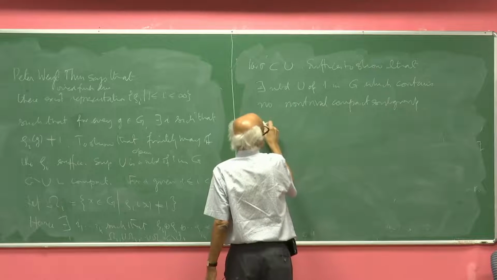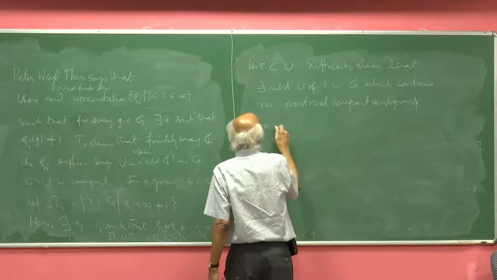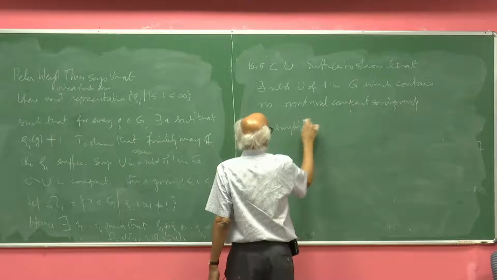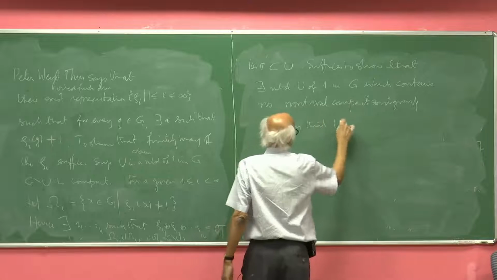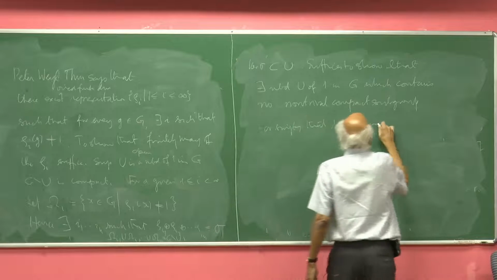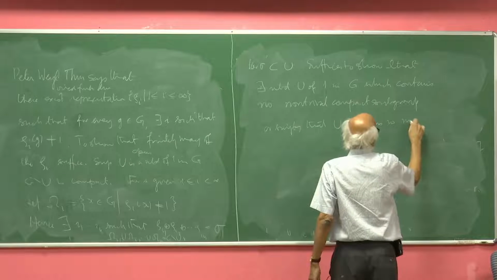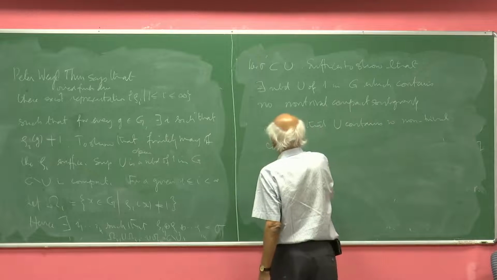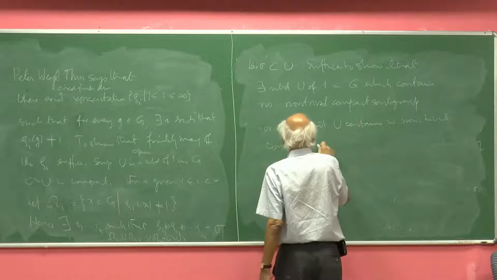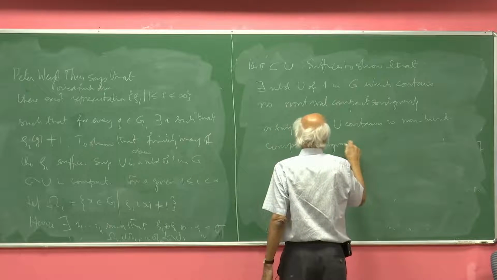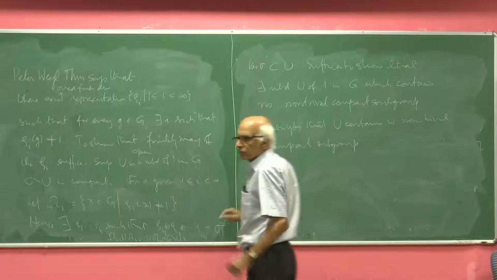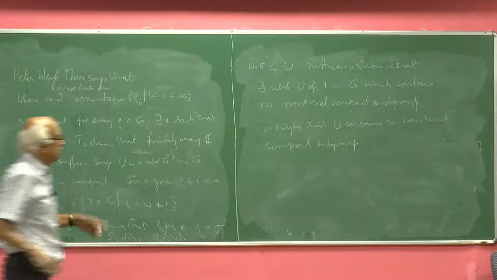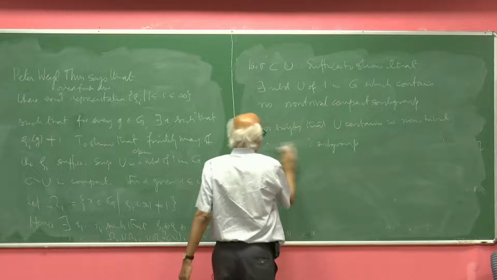So this is true if it suffices to show that, or simply that U contains no non-trivial compact subgroup. No, abelian, sorry. Abelian subgroup.